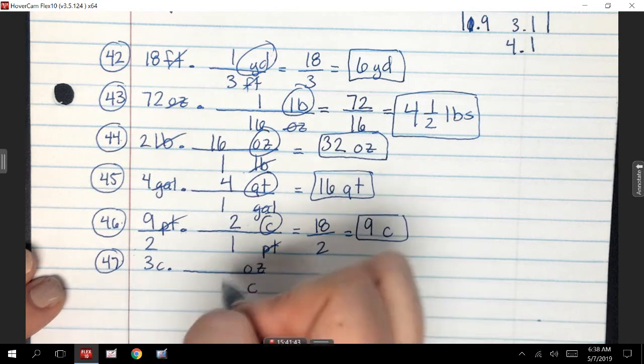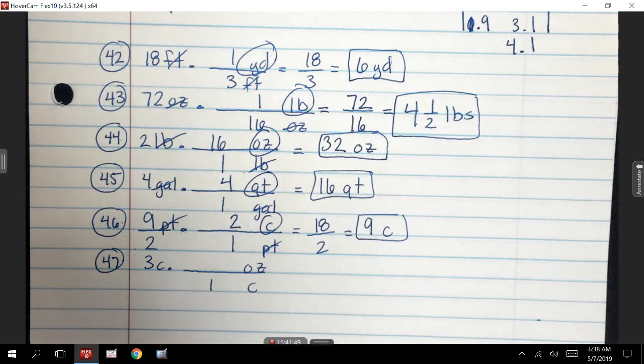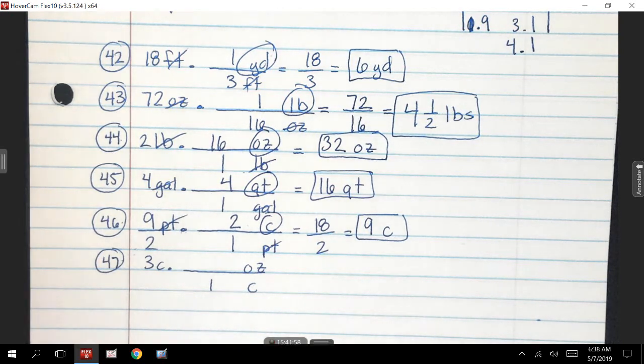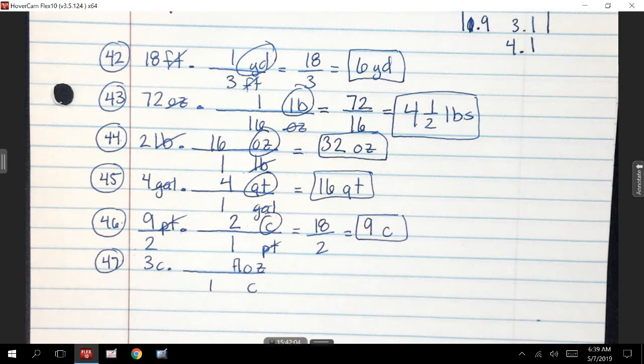All right, I know that 1 cup... okay, I'm thinking this should have said fluid ounces. Yeah, so we want to make that fluid ounces, guys. I'm sorry about that mistake on here.